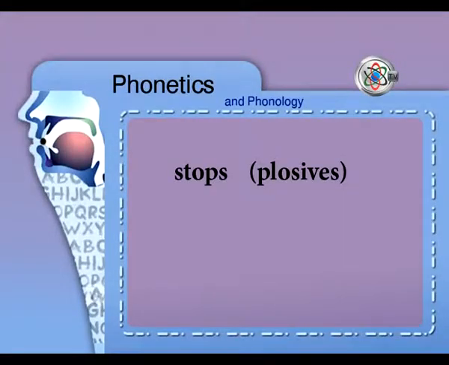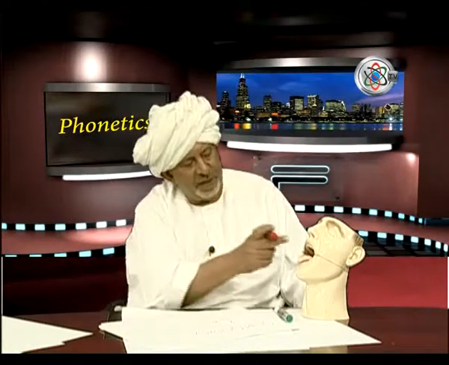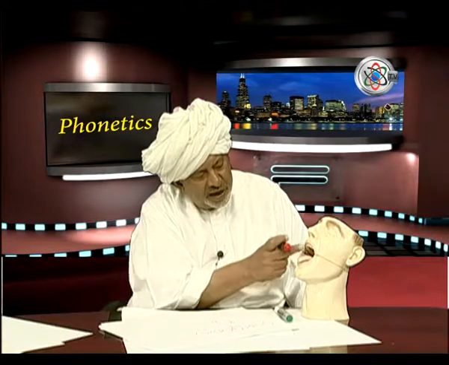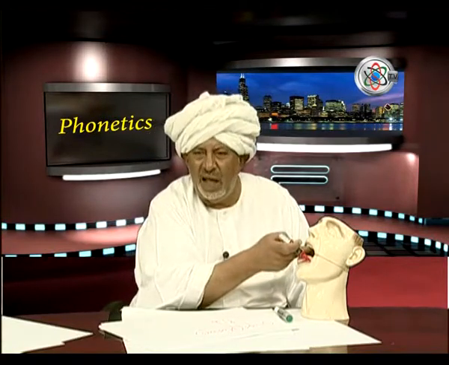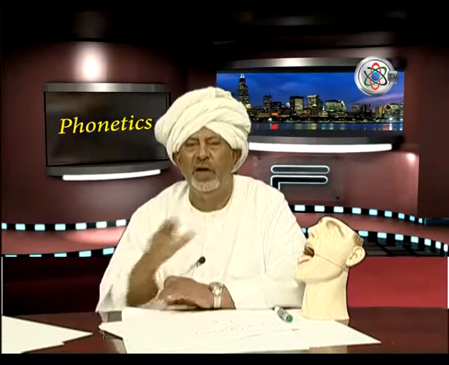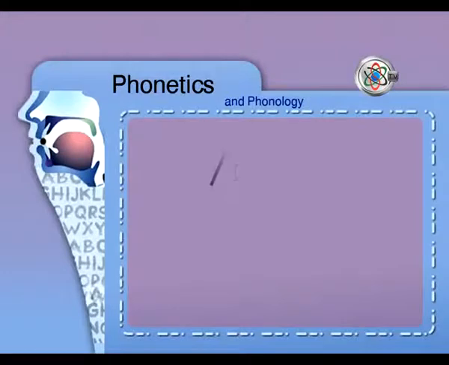Where are these made? Pa, ba. You see? Pa, ba. They are bilabial. So if the first place is bilabial, you have got eight places. The first place is here in the lips. Then the teeth, then the alveolar, then the hard palate, then the soft palate, and then the vocal cord. So the pa and the ba are bilabials. The manner, we call them stops.